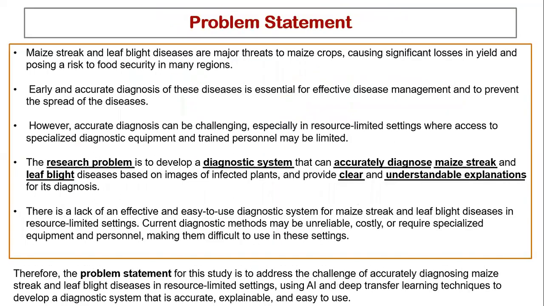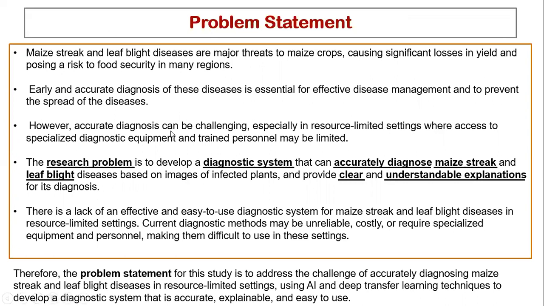Now, when we come to the problem statement, we know that maize streak and leaf blight are some of the major threats to maize production, and they've been proven to cause significant losses in yield and pose a risk to food security in the sub-Saharan region. Also, early and accurate diagnosis of these diseases is very important, not only for these diseases but for any other disease. If you're able to detect it early, then it will be easier for you to manage it and prevent the further spread of the diseases.